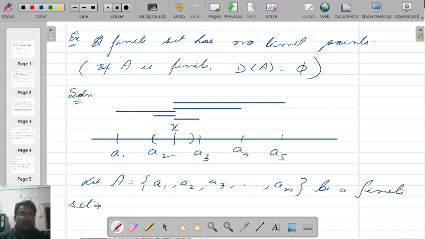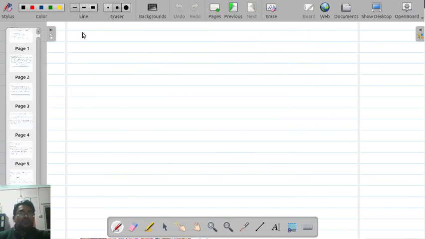Okay, we want to show that it does not have any limit points, right? So let x belong to the real numbers be any point. We will show that no real number can be a limit point of this set. Let x belong to R be any limit point. So it may happen that x belongs to capital A itself.